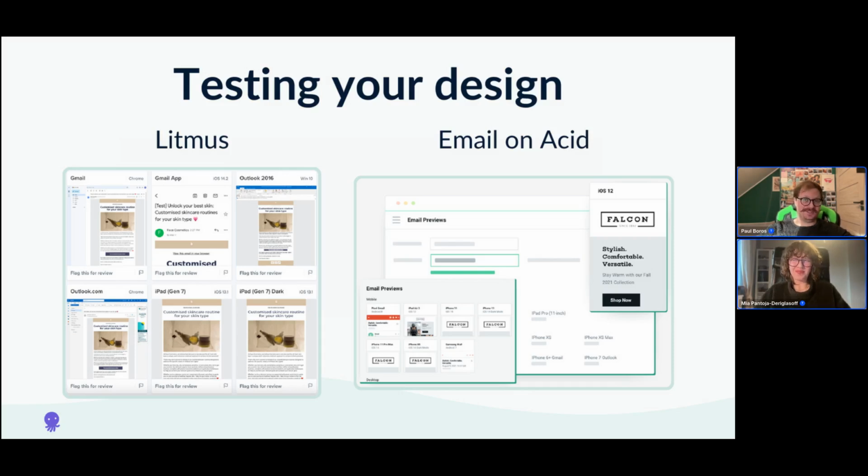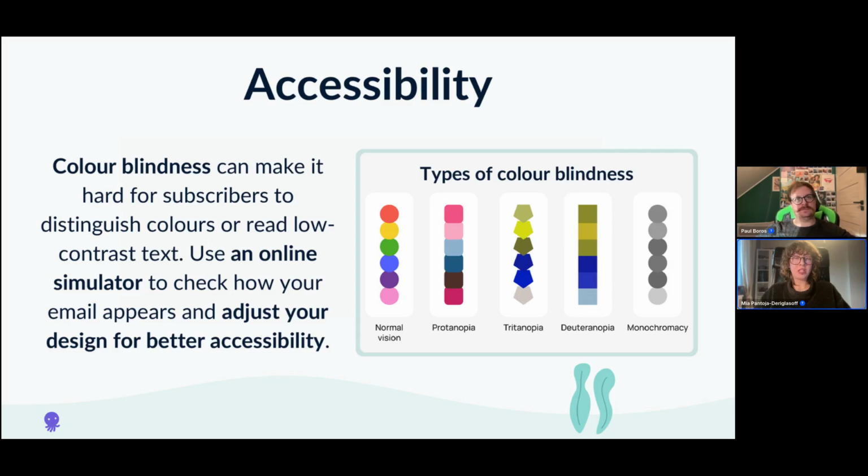Are there any other testing criteria that I need to keep in mind? Well, definitely, yes, there's a couple more. A big factor to take under consideration is the accessibility of your email. For example, subscribers with color blindness may struggle to differentiate between certain colors in your email or have difficulty distinguishing text from its background if it's in low contrast. So, this can significantly impact their ability to read and engage with your content.